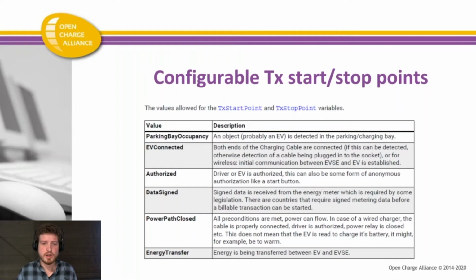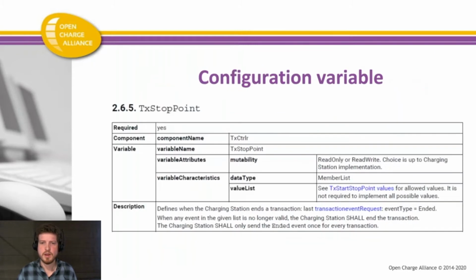We are aware that making this configurable will make the transaction mechanism far more complex, but there are two ways to make it less complex. And for that, I want to have a quick view at the TxStopPoint configuration variable. This is much like a configuration key from 1.6, but then mapped to the 2.0.1 device model mechanism. I will tell something a bit more about this later during this presentation. But for now, I want to have a quick look at this part.